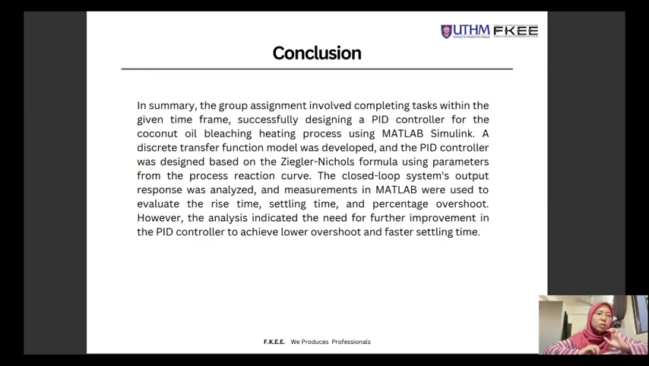And using measurement in MATLAB, the rise time, settling time, and the percentage overshoot were evaluated. However, the analysis revealed that the PID controller needs further improvement in order to produce a response with lower overshoot and faster settling time.